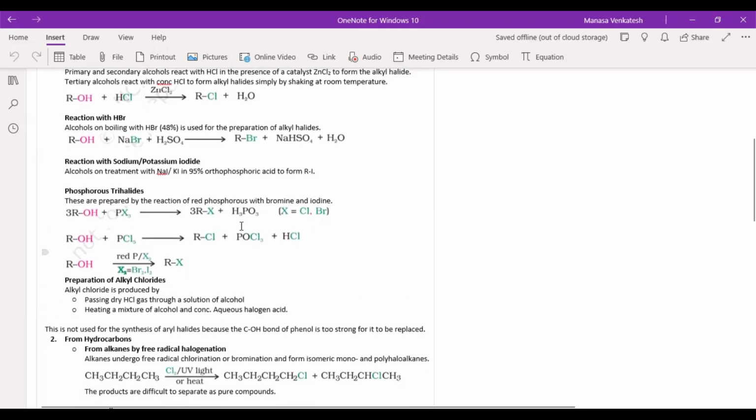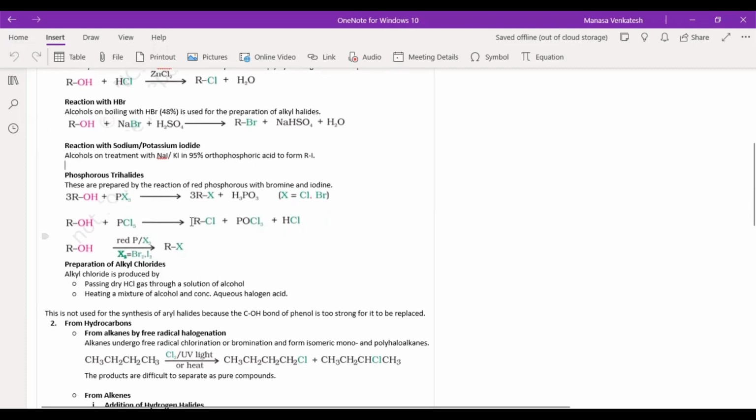One more thing. I'm so sorry. So alkyl chlorides can also be prepared in two ways. One is either by passing HCl gas through a solution of alcohol, or by heating the mixture of alcohol and the concentrated aqueous halogen acid. And that is what we observed in the above methods.